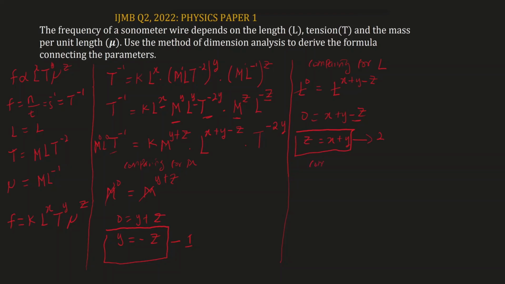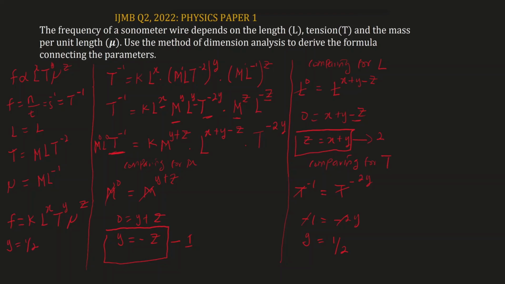The third one, comparing for T. So comparing for T, on the left-hand side we have T to the power of negative 1. I mean from here. So T to the power of negative 1 equals T to the power of negative 2y. So T cancels T. We have negative 1 equals negative 2y. Negative cancels negative. We have y equals 1 over 2. So we've gotten y. Let me write it here. Y equals 1 over 2.